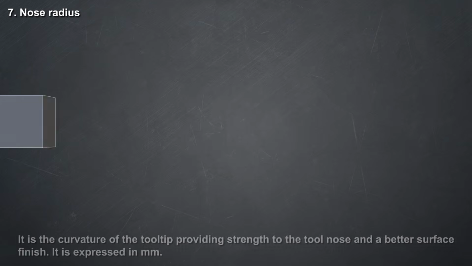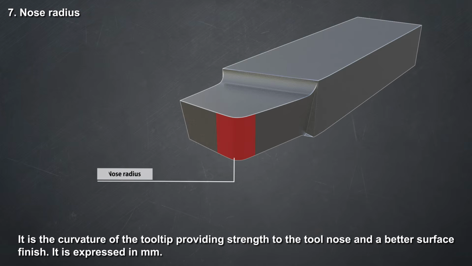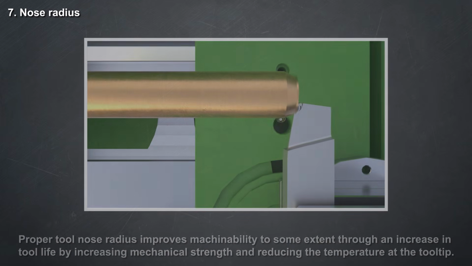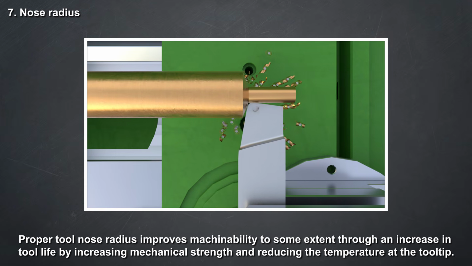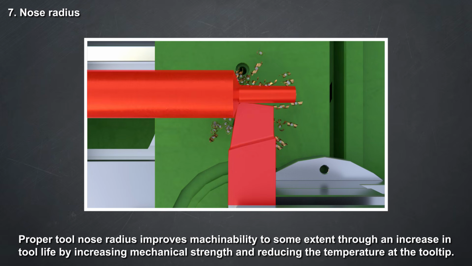Nose radius. It is the curvature of the tool tip providing strength to the tool nose and a better surface finish. It is expressed in millimeters. Proper tool nose radius improves machinability to some extent through an increase in tool life by increasing mechanical strength and reducing the temperature at the tool tip.